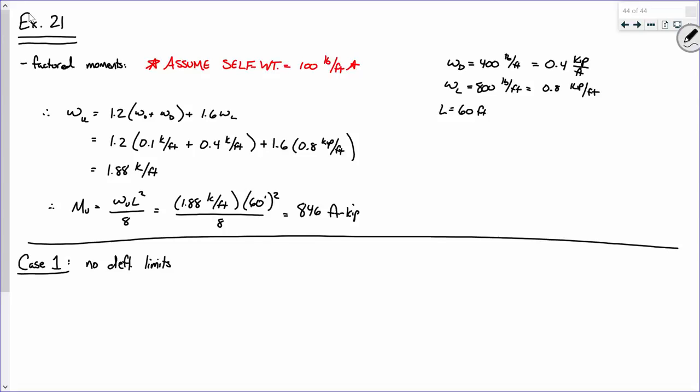Remember, lightest shape. So bold row. W12 by 84? Sorry, W27 by 84. Does anybody else second that? Now, you chose that because of what? A phi Mp of what?